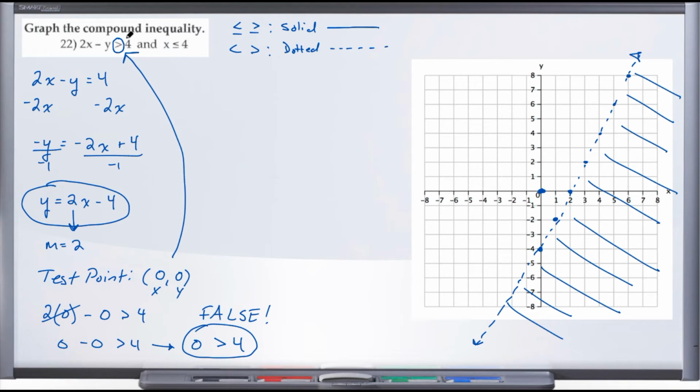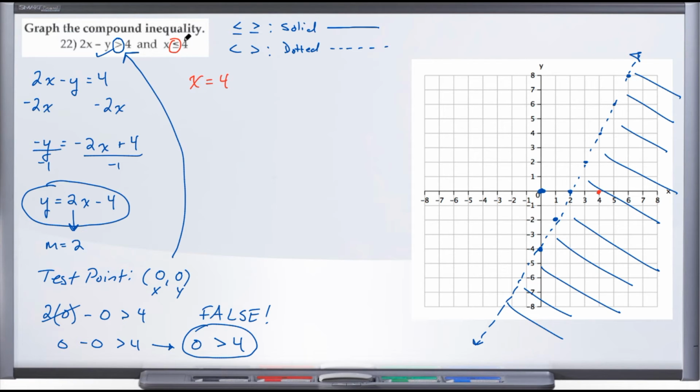All right, so we've graphed this first inequality, so we're good there. Now let's go ahead and graph the second inequality, which is simply x is less than or equal to 4. Again, we're not going to let this inequality fool us or scare us. We're going to treat it just like an equal sign. So we have x equals 4. How would we graph that on an ordinary basis? We would simply go to 4 on the x-axis and draw a vertical line.